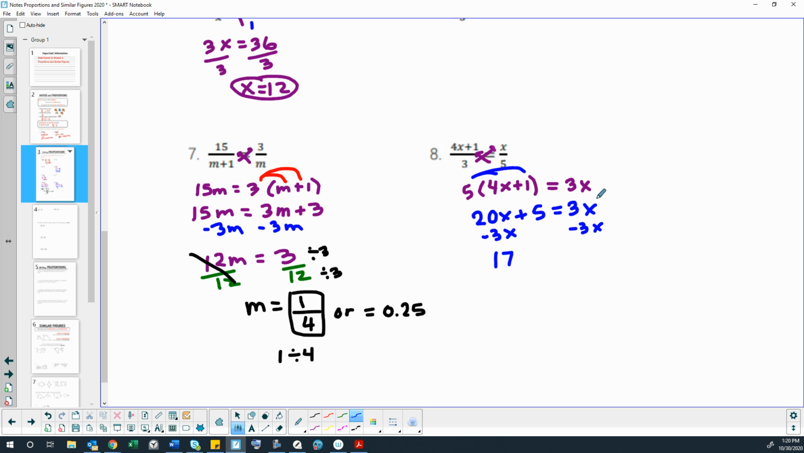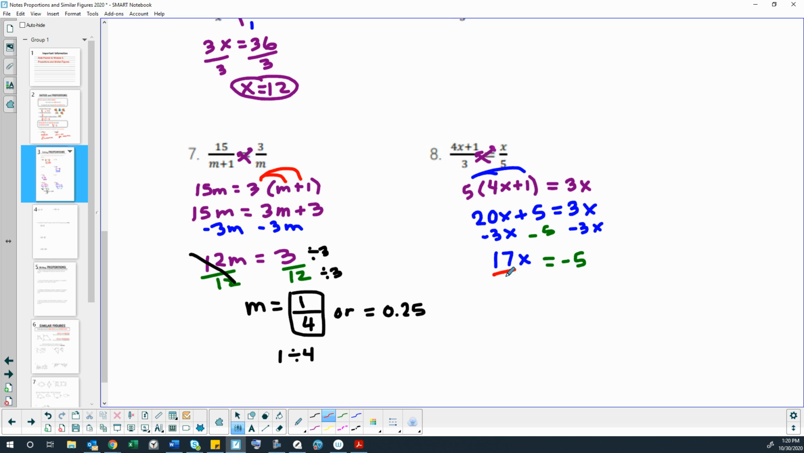Maybe I should have moved it to the other side instead. That would have been fine, but then I would have had a negative number. Not that that matters either, because now I'm going to have a negative number here instead. So since I decided to move the 3 over there, I've got to move the 5 to the other side. So it's going to be 17x equals negative 5.